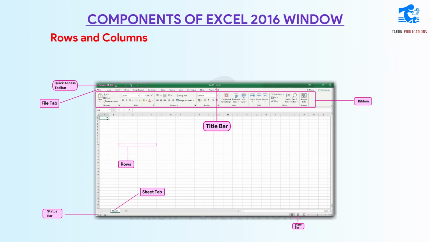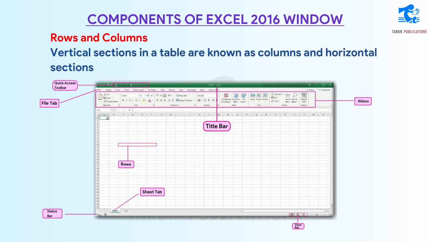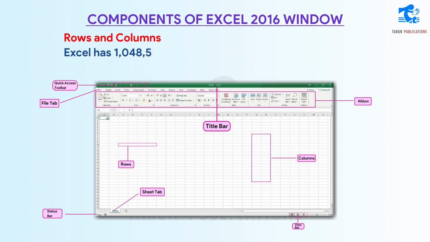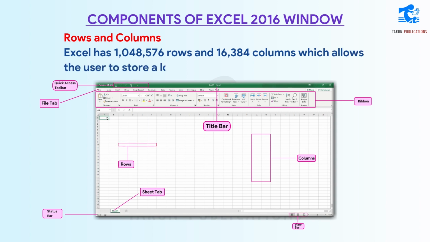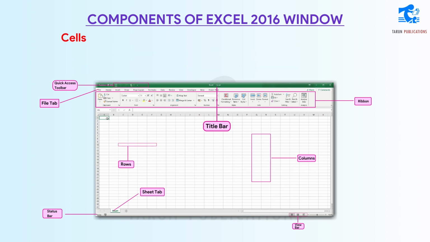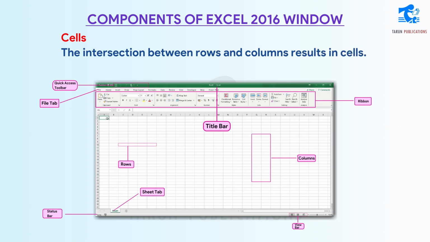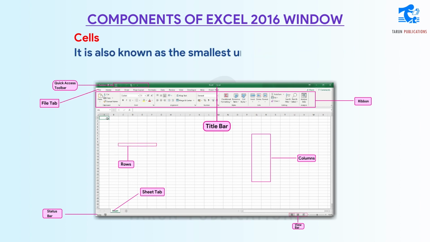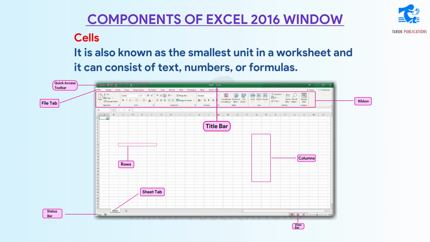Rows and columns. Vertical sections in a table are known as columns, and horizontal sections in a table are called rows. Excel has 1,048,576 rows and 16,384 columns, which allows the user to store a lot of data in a worksheet. Cells. The intersection between rows and columns results in cells. It is also known as the smallest unit in a worksheet, and it can consist of text, numbers, or formulas.